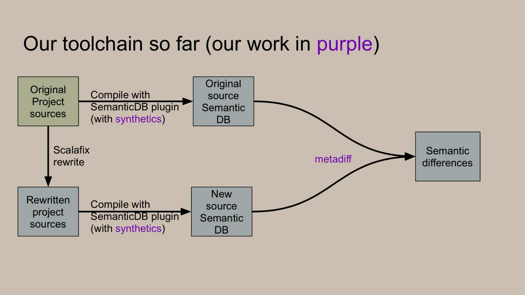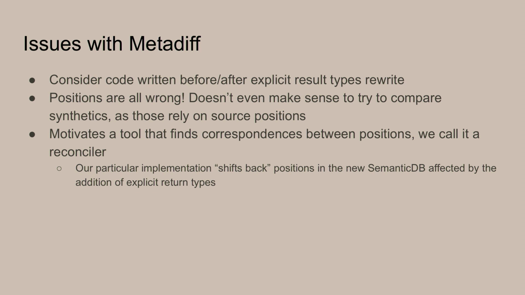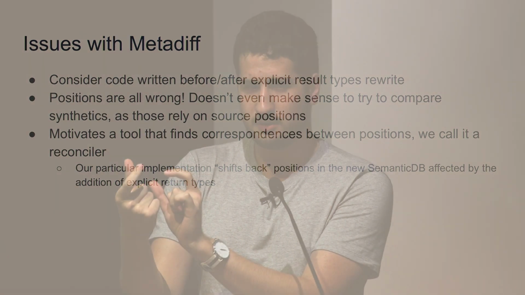So the logical step would just be to run Metadiff on these two sets of SemanticDB. But this actually doesn't work because if you consider code that is written before and after the explicit result types rewrite, for instance, the positions are all wrong, right? Because we added snippets of code, all the positions that SemanticDB uses to describe the semantic information are off. So if we just compare the original SemanticDB files, it doesn't even make sense. It's telling us the wrong differences.